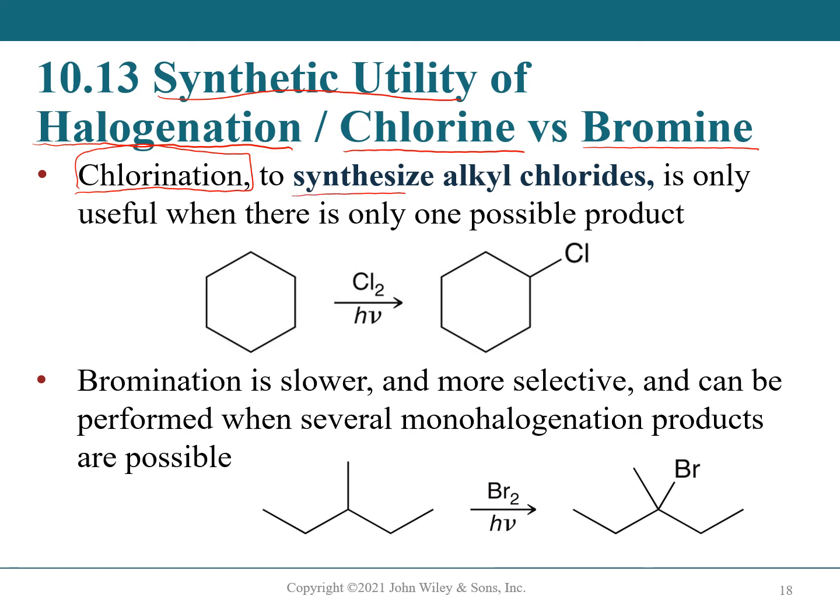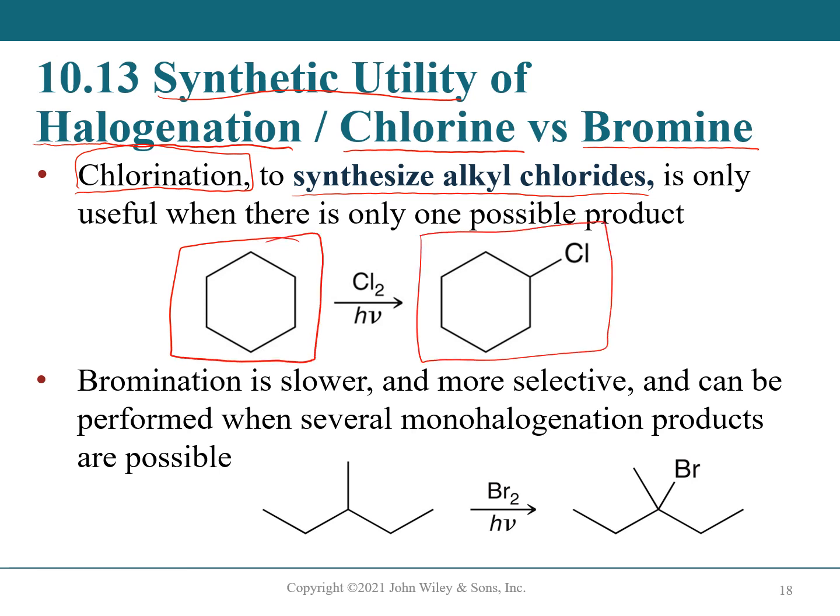So when you're synthesizing alkyl chlorides, if you have a substance that is going to generate varying types of radicals, then chlorination is not going to be very useful. But if you start with a starting material that can only produce one product, then that chlorination product can be generated very easily and cleanly. So again, this cyclohexane is perfectly symmetrical. Every single carbon has two hydrogens present, all secondary all the way around.